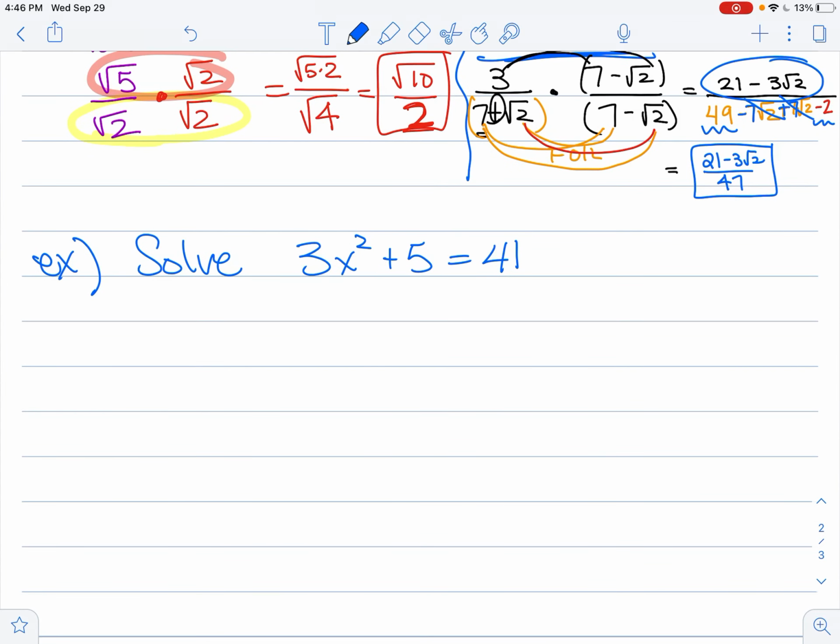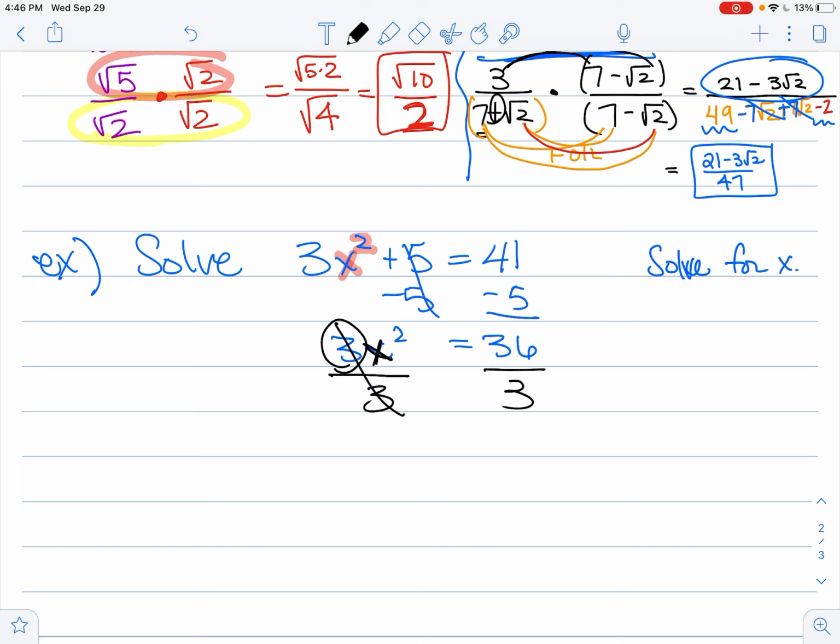Okay, last one is, what if I have to solve where it looks like this? So I can see that there's a squared on the x, but there's no other x value. So what I'm going to do is solve for x by getting x by itself. So I'm going to subtract the 5 over, and I'm left with 3x squared equals 36. To get that x by itself, we first have to deal with this 3 in front, so we're going to divide the 3 out. We're left with x squared equals 12. And now I'm going to take the square root.